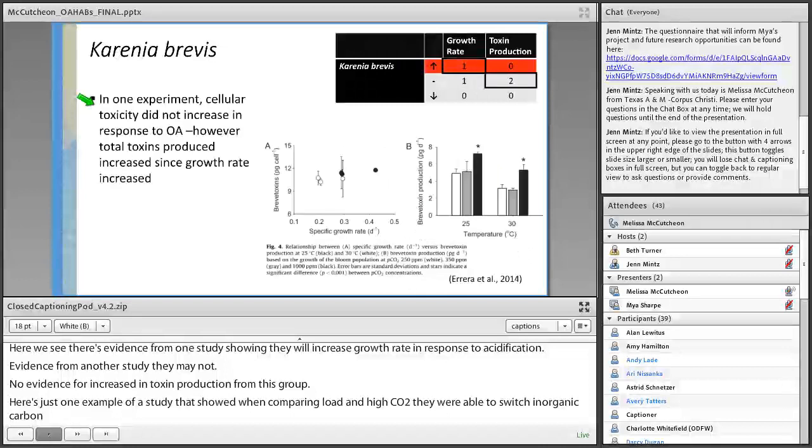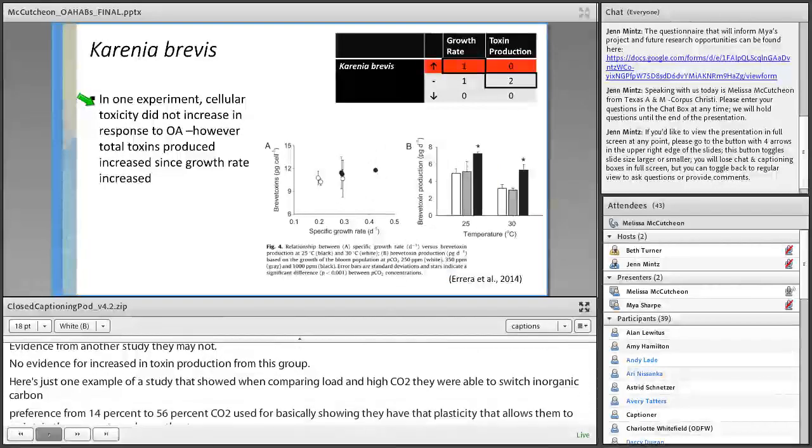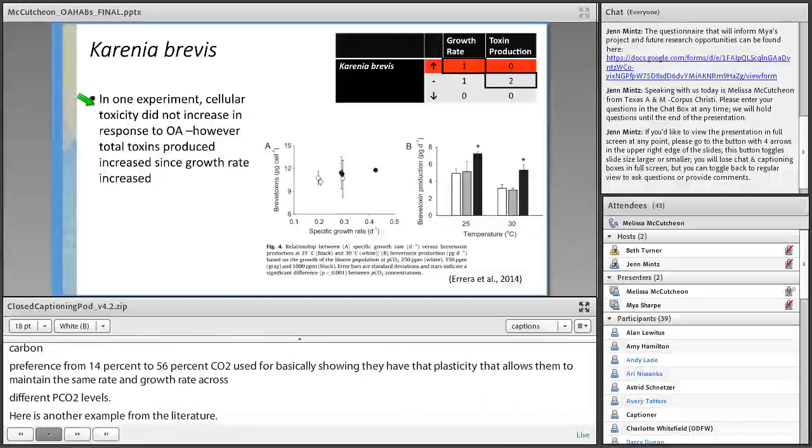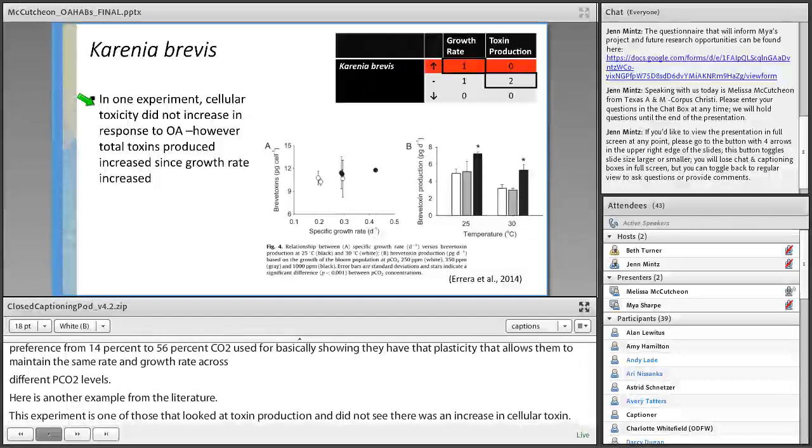Here is another example from the literature. This experiment is one of those that looked at toxin production and did not see an increase in cellular toxin production. So per cell, we did not have more of the toxin present, but because this study found that the growth rate was elevated, the overall amount of toxin that was produced, which can be seen over here in the figure on the right, was increased by acidification conditions.